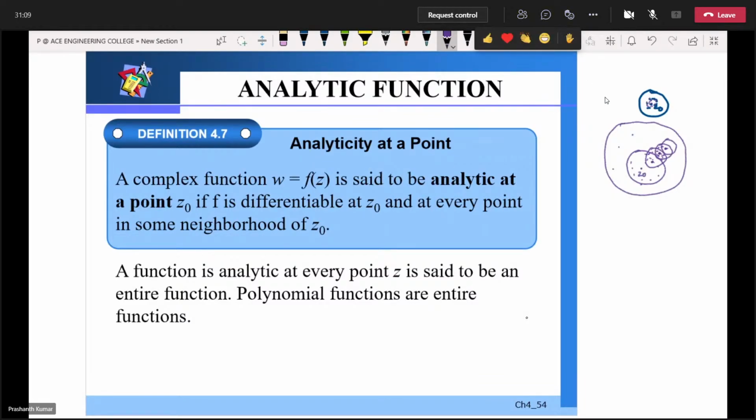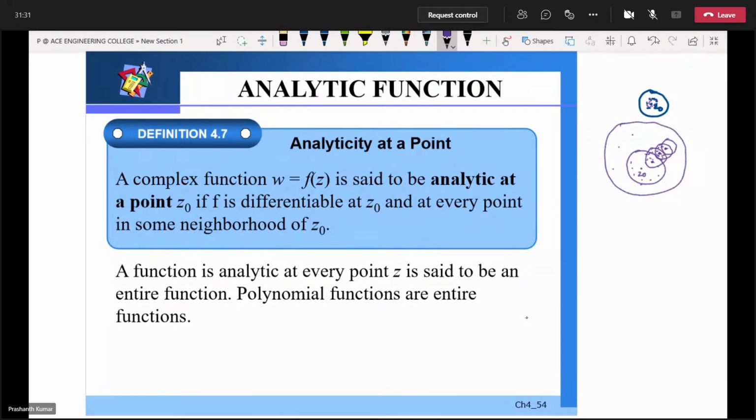So this is the way a function is analytic at every point of z, which means it is analytic in the entire domain. In its entire domain, the function is analytic. Every point of z, the function is analytic. Then we call the function an entire function.